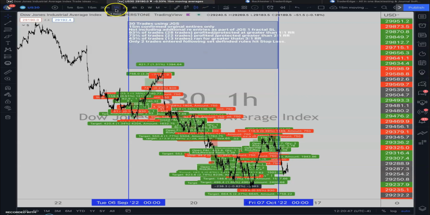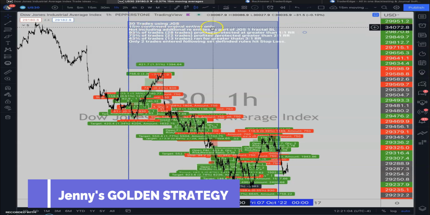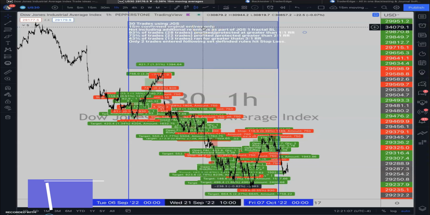So I have this zoomed in just so we can see this nice little box that I drew. Notice how I have all the indicators hidden for the purpose of, let's just look at this bare bones. In this 1 month period, I back tested, according to what they're calling a back test, 30 trades using JGS, 15-minute confirmed, original entries only. This is not including the re-entries, which my strategy actually teaches and goes into.